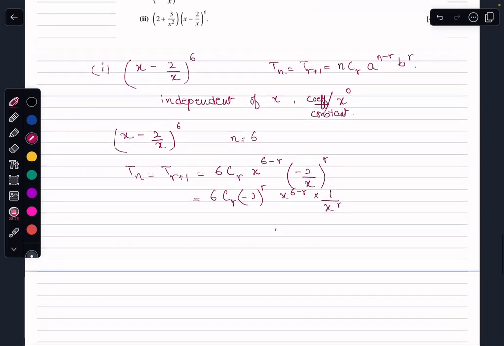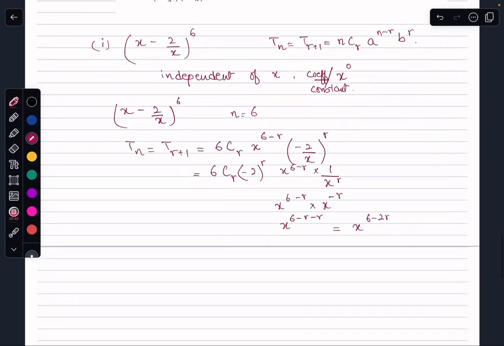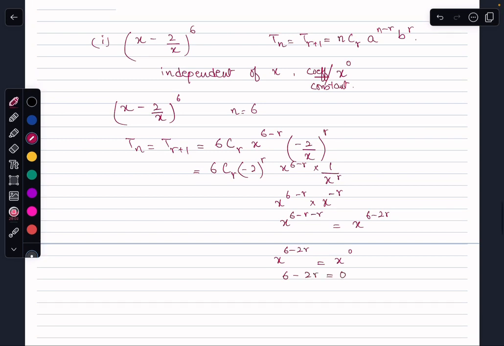Or I can say that this is 6 minus r into x to the power minus r. When the bases are the same, the power gets added. So I should say this is x to the power 6 minus 2r. We have already discussed that for the term independent of x, x should have the power 0. So here, 6 minus 2r should be equal to 0.